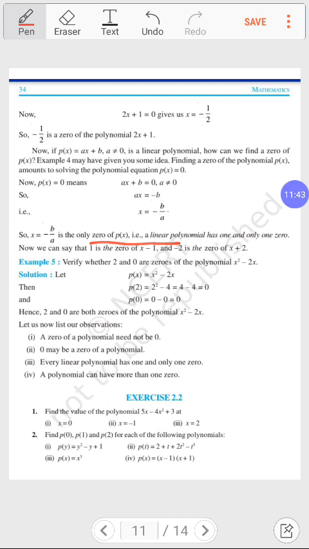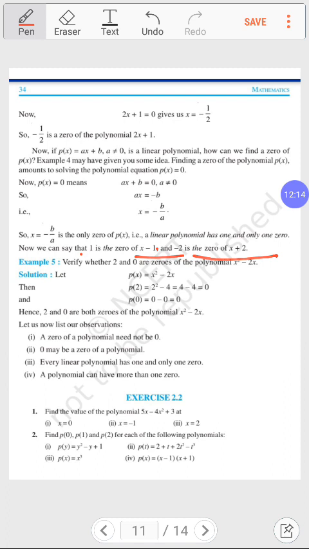So if you will see here, two linear polynomials' zeros have been discussed. We can say that 1 is the zero of x minus 1. Why? Because in place of x, if we keep 1, it becomes 0. And minus 2 is the zero of x plus 2. Again, when we keep minus 2 in place of x, it becomes 0. So 1 is the zero of the polynomial x minus 1, and minus 2 is the zero of the polynomial x plus 2.